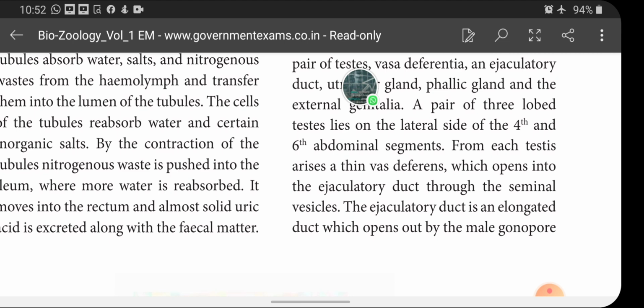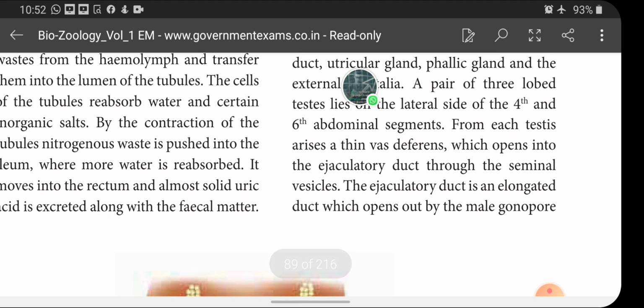From each testis arises a thin vas deferens. Actually, of the three lobes, each lobe is located in one segment: the first lobe in the fourth segment, the second lobe in the fifth segment, and the third lobe in the sixth segment. So each testis is a three-lobed structure, in the fourth, fifth and sixth segments. From each testis arises a thin vas deferens which opens into the ejaculatory duct through the seminal vesicle.